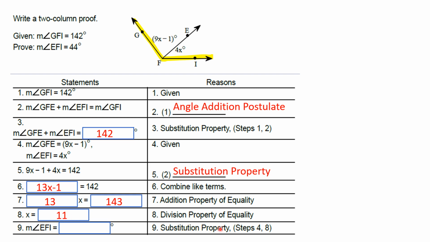Now we're going to use the substitution property to figure out what the measure of angle EFI is. Here's EFI. It's 4x degrees. We know that x is 11, so let's replace x with 11. 4 times 11 is 44. And that's what we're trying to set out to prove, so we're all done.